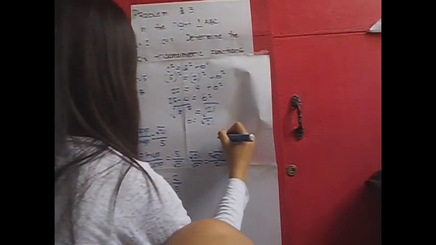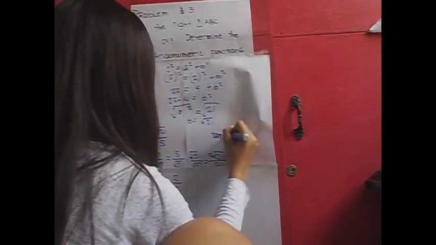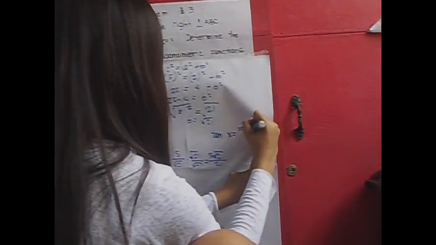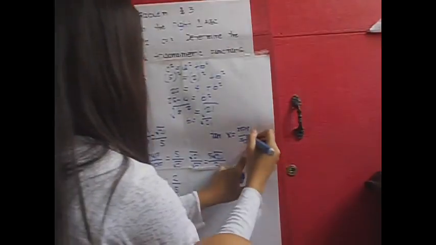The secant x equals hypotenuse over adjacent. Our hypotenuse is equal to 5 and our adjacent is equal to 2. The tangent x equals opposite over adjacent. Our opposite is equal to the square root of 21 over our adjacent, which is equal to 2.